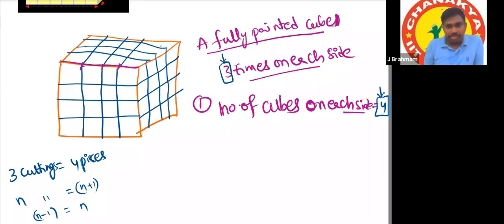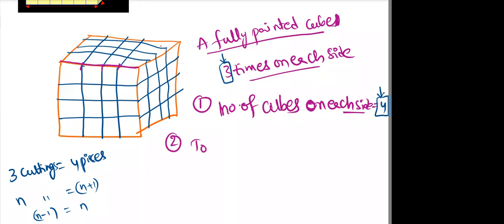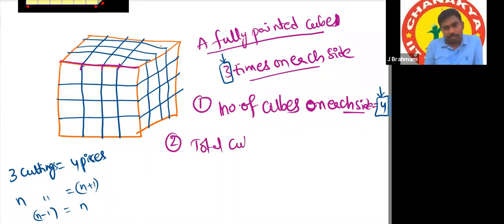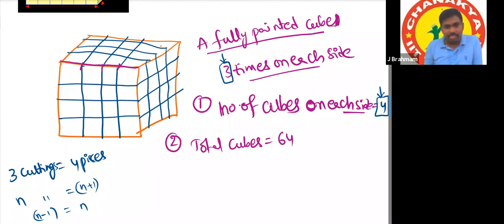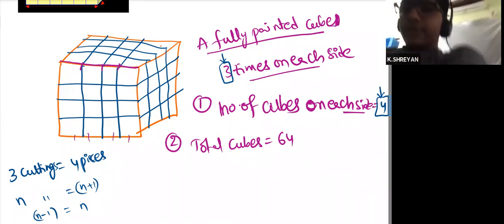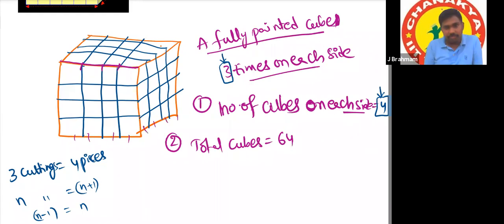Second question: total number of smaller cubes? 64. Yes, the same answer, 64, because on every side there are 4 pieces. Lengthwise 4, widthwise 4, heightwise 4. That's why 4 into 4 into 4, 4 cubed, is 64.